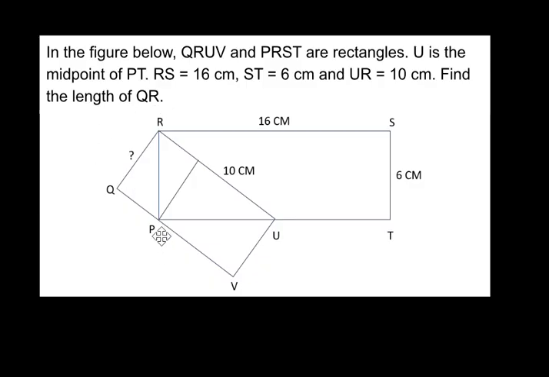Okay, so this is a rectangle. QRUV is a rectangle. This is also another rectangle, PRST. You have all three dimensions and you're supposed to find this length. Now let's look at what we know about this question.